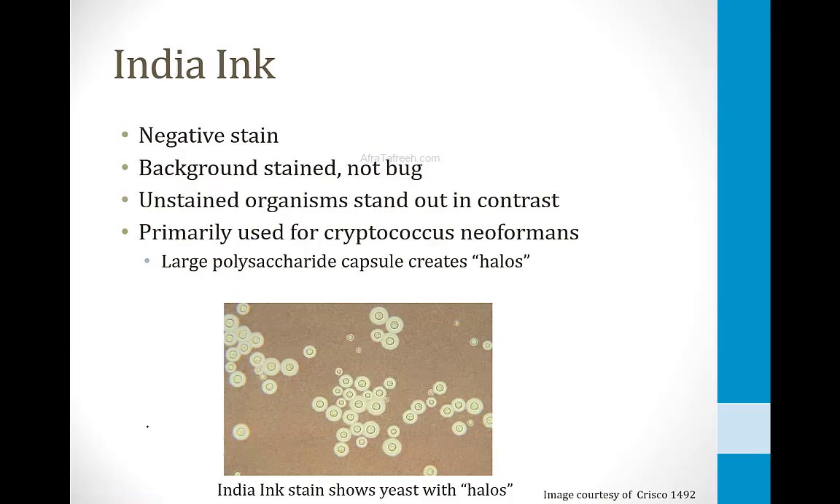The last stain I'll mention is called India ink, and this is a stain that's not used for bacteria, it's used for fungi and yeast. India ink is a negative stain. What it does is it makes the background very dark, not the organism, and therefore the unstained organisms stand out in contrast. Its primary use is to identify Cryptococcus neoformans. Cryptococcus neoformans is a fungus that exists as a yeast, and it has a large polysaccharide capsule. So when you stain the background dark with India ink, like I've shown in this slide right here, the yeast will stand out, and you can see that they are these small circles with little halos around them. And the reason they have the halos is because of their large polysaccharide capsule.